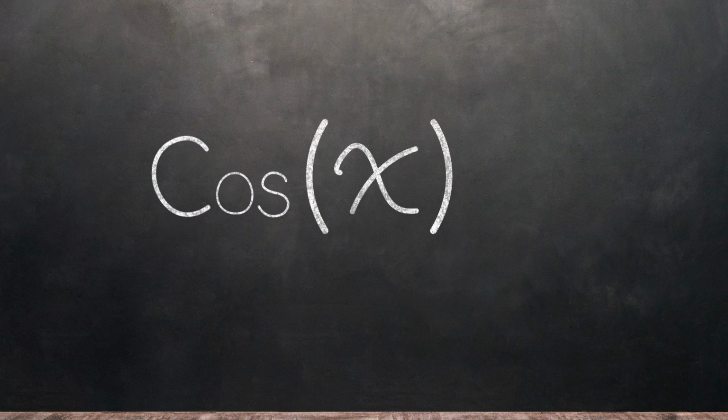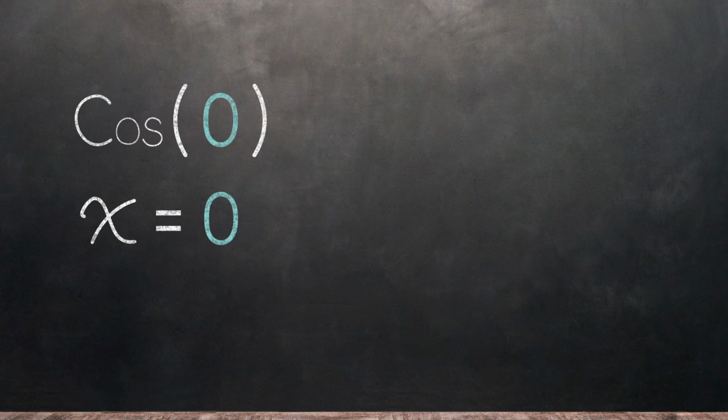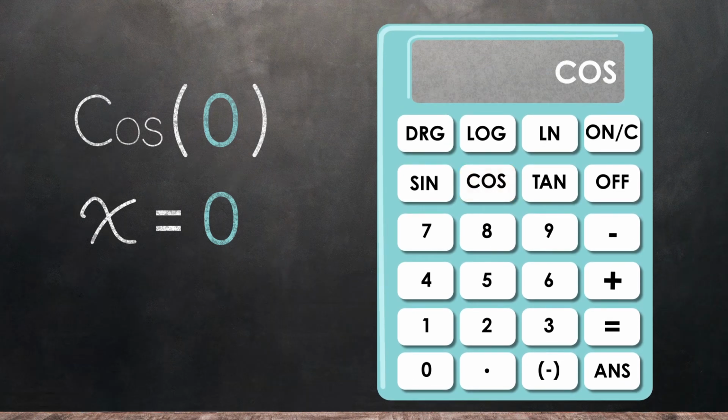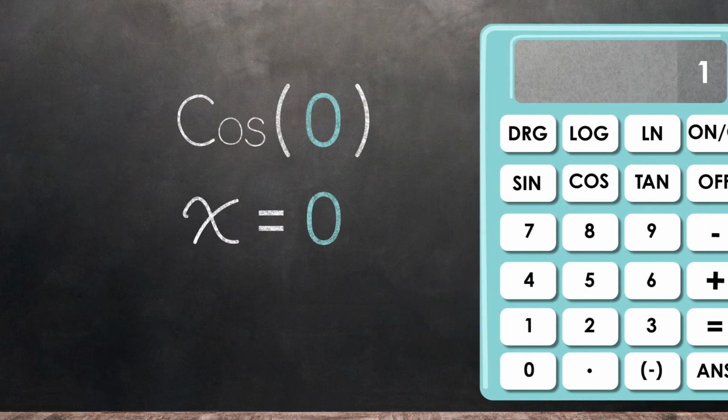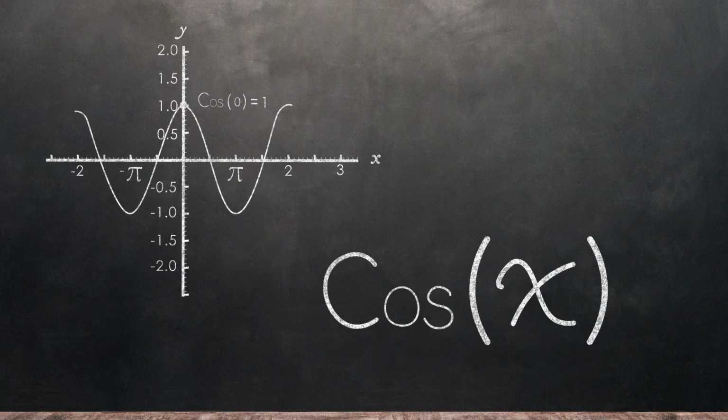Suppose we were given cos of x and asked to find cos of 0. This is asking us to evaluate cos at the value x equals 0. If we enter this into our calculator, we get that cos of 0 is equal to 1, which means that the point 0, 1 lies on the graph of cos of x.